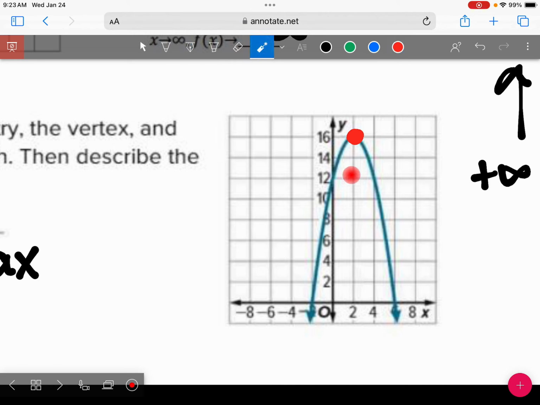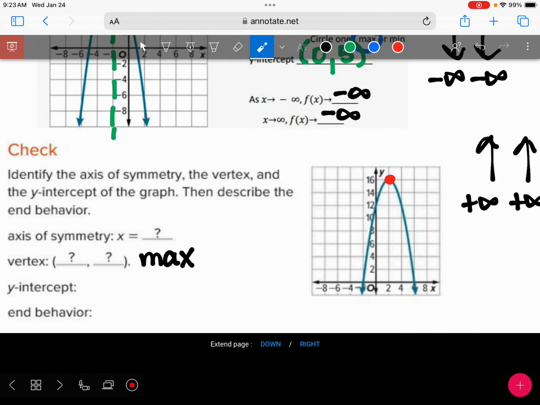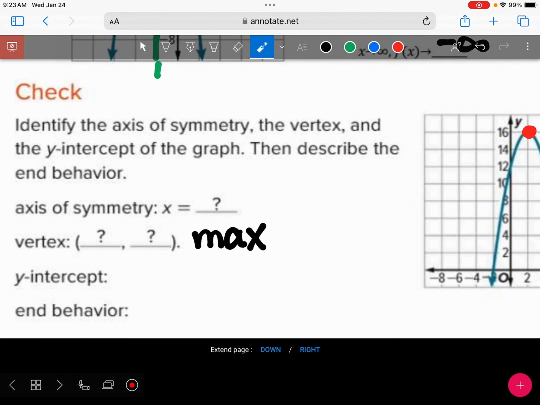So x is 2, and what is y? 16. Good. So that's what you're going to write where it has the question marks. We're going to put a 2 and a 16. And which one of these numbers am I using for my axis of symmetry? Is it the 2 or the 16? It's the 2. Good. X equals 2.